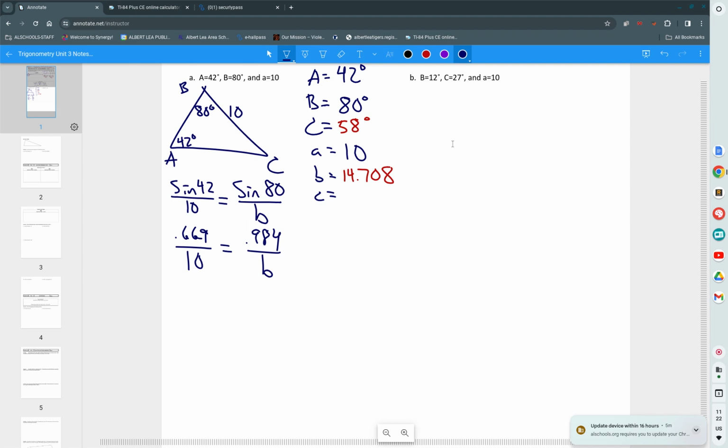Good. Thank you. Now, if you want to find side C, you're going to use the law of sines again. You still set up sine of 42 divided by 10 is equal to the sine of, but now you are going to use angle C. So you have sine of 58 degrees divided by side C. You already have the 0.669 over 10, and now you just need the decimal for sine of 58. Can somebody give me 3 decimal places on that? 0.848. And you can cross multiply, and then you'll have side C.